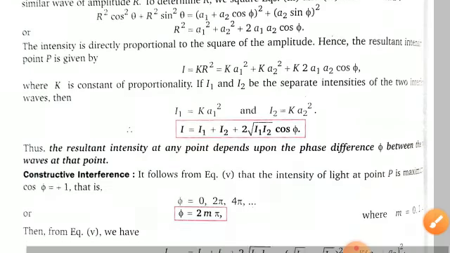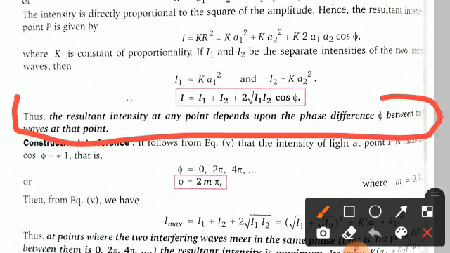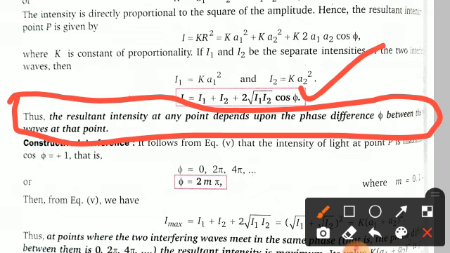So we can say that the resultant intensity at a point depends upon the phase difference phi between the two waves at that point. Clear? You can see here cos phi, phi is the phase difference.